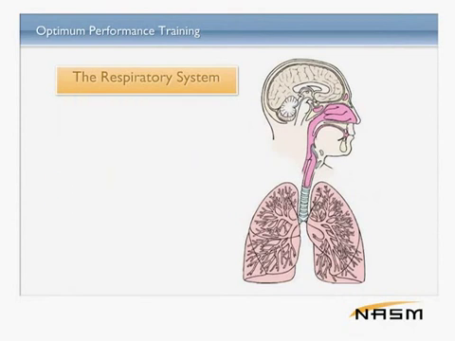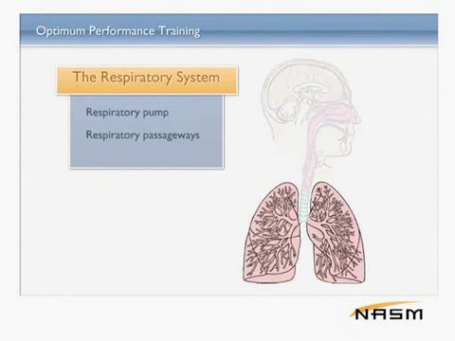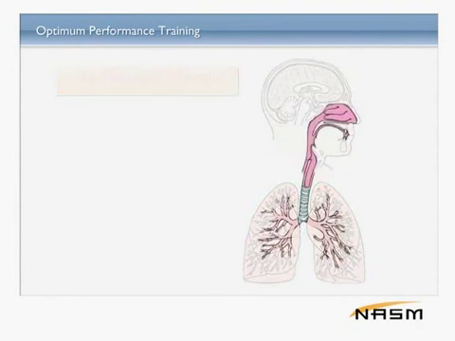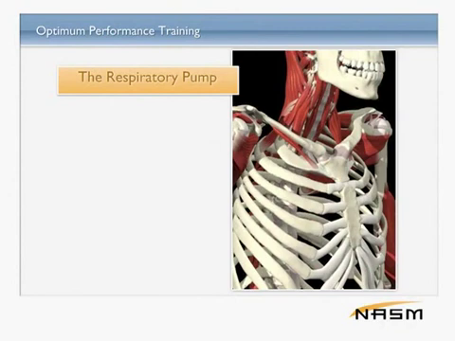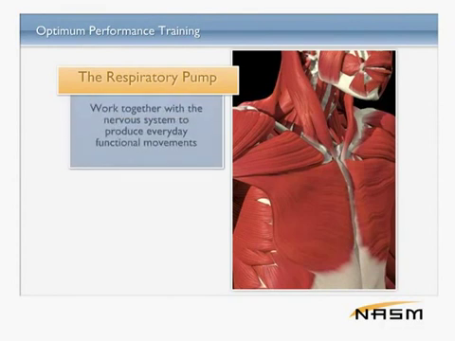In order for this to be effectively accomplished, there must be an integrated functioning of the respiratory pump to move air in and out of the body and respiratory passageways to channel the air. The respiratory pump is located in the thorax, or the thoracic or chest and abdominal cavity. It's comprised of skeletal structures, or bones, and soft tissue, or muscles and pleural membranes. These systems, together with the nervous system, must work synergistically to allow for proper respiratory mechanics to occur, much the same way as these systems work together to produce everyday functional movements.